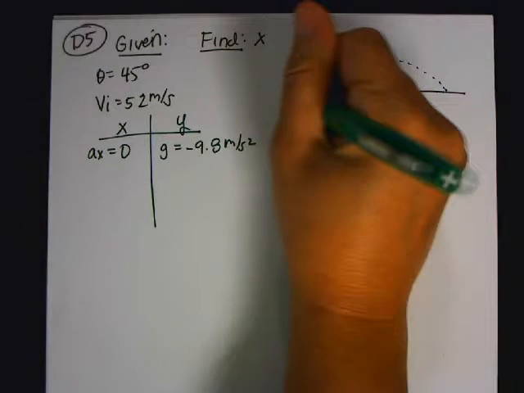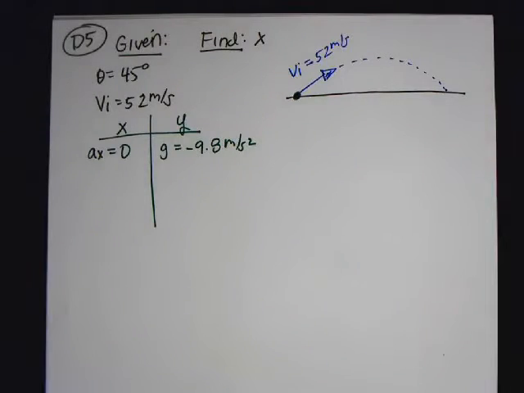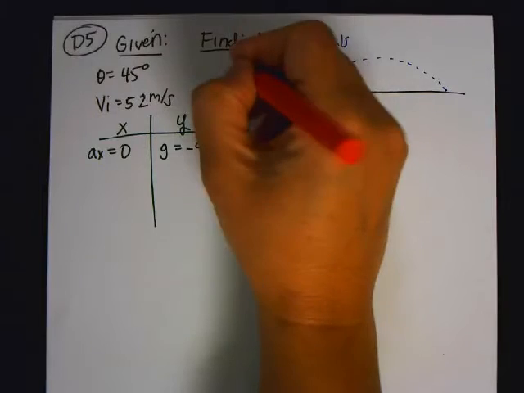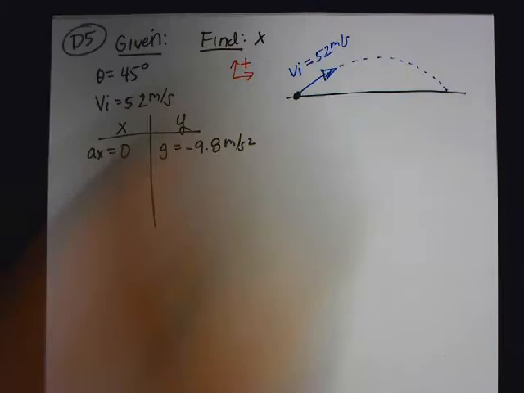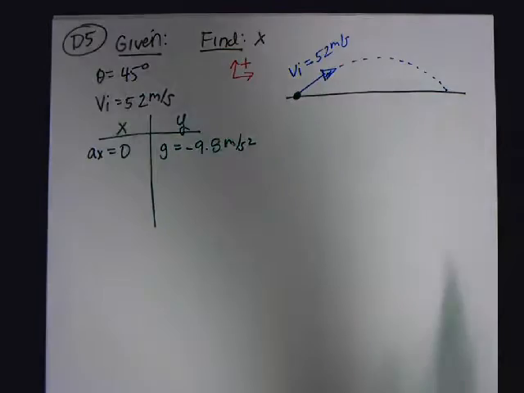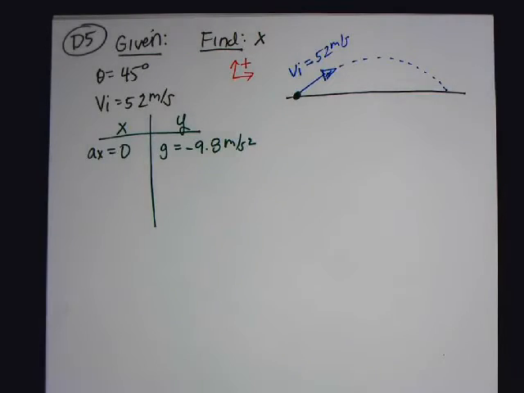This is my frame of reference. This is where I'm starting. Remember, my frame of reference is where motion begins. And my sign convention I'm always going to use is up and to the right is positive. Now, if I am given the initial velocity, which I am in this case, the next step is I will break my initial velocity up into horizontal and vertical components.